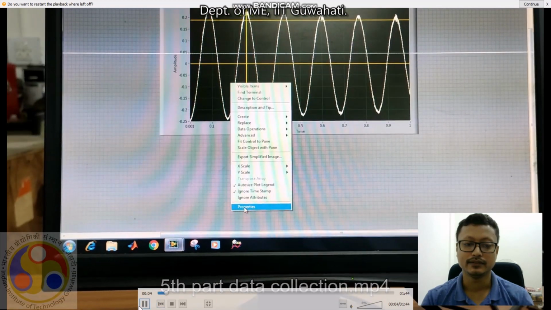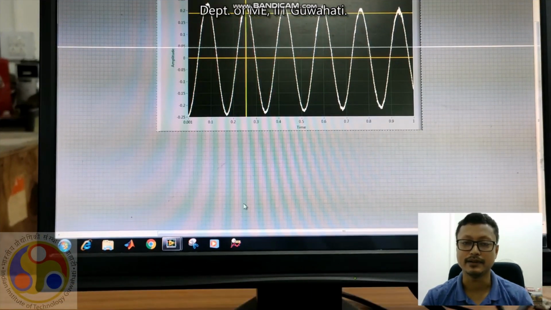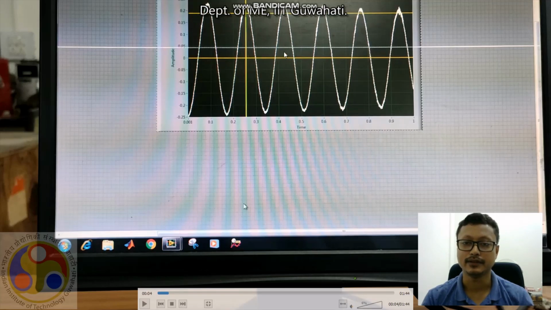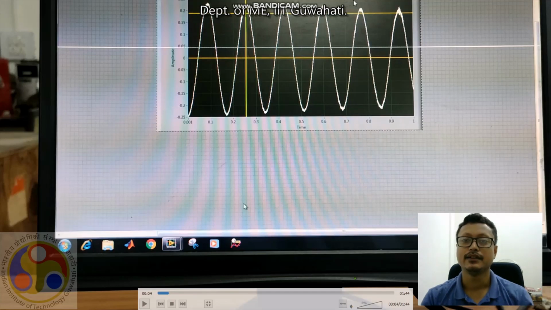Okay, so this is our final result. By striking with a hammer, you get this frequency data from that spring, from that accelerometer sensor. So this is the natural frequency. From this we need to find the natural frequency.